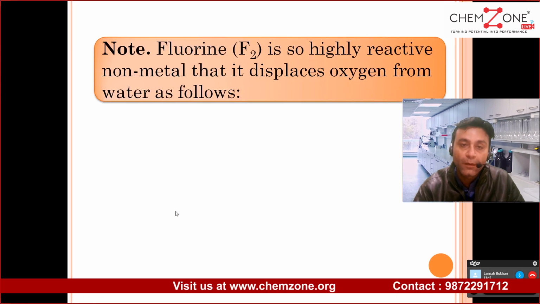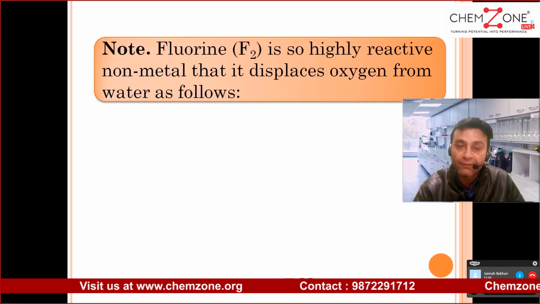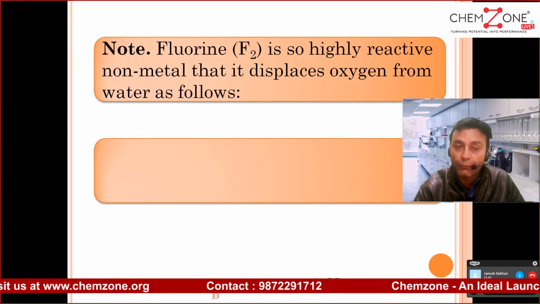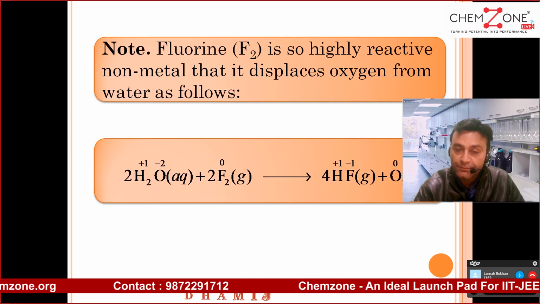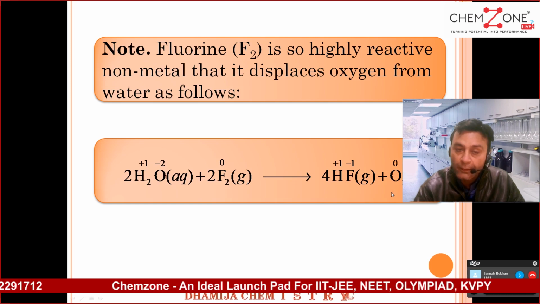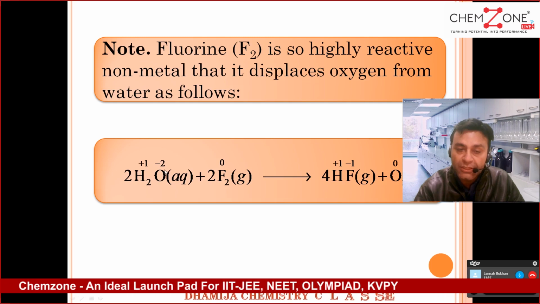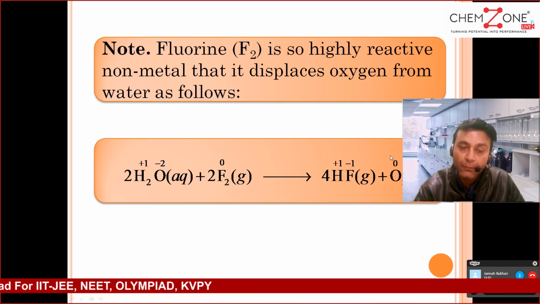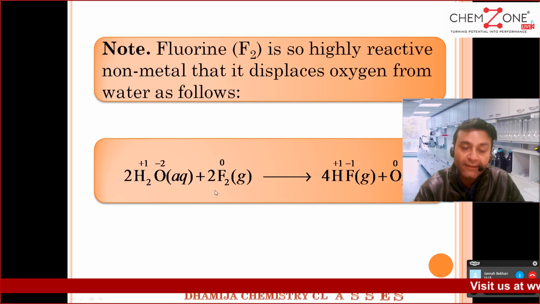Now, fluorine is so highly reactive that this non-metal displaces oxygen from water as follows. HF is formed and O2 is liberated here. So what is happening with the oxygen? Oxygen -2 to 0. What is happening with oxygen? Oxidation or reduction? The oxygen is being oxidized in the presence of the fluorine. So I can say fluorine is a good oxidizing agent here.